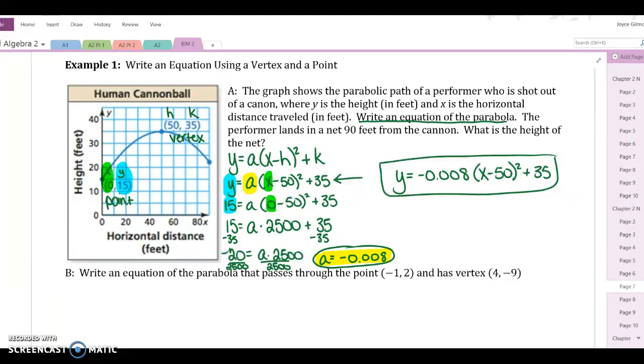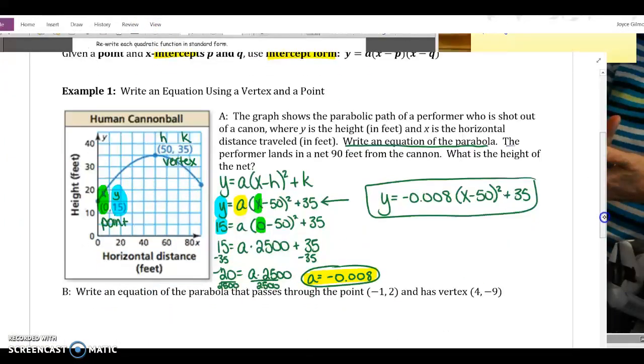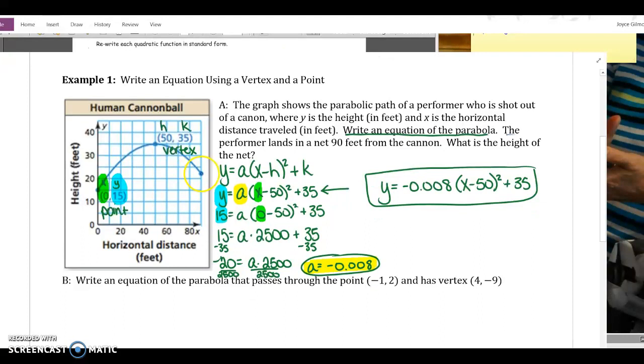I don't believe there's any follow-up questions on your assignment, but there is a follow-up question here. If the performer lands in a net that is 90 feet from the cannon, what is the height of the net? So right here is where this performer lands, and that is 90 feet from the cannon. How high is it? We can look at the graph and estimate. Doesn't it look like about 21, 22, 23-ish feet? To find out exactly, you would plug in x equals 90 and figure out exactly how high that net is. So those of you who are fast with your calculator, if you plug it in, you would end up with 22.2 feet. And then you look at your graph and say, oh, hey, that makes sense. It would be 22.2 feet. That looks right for the graph.